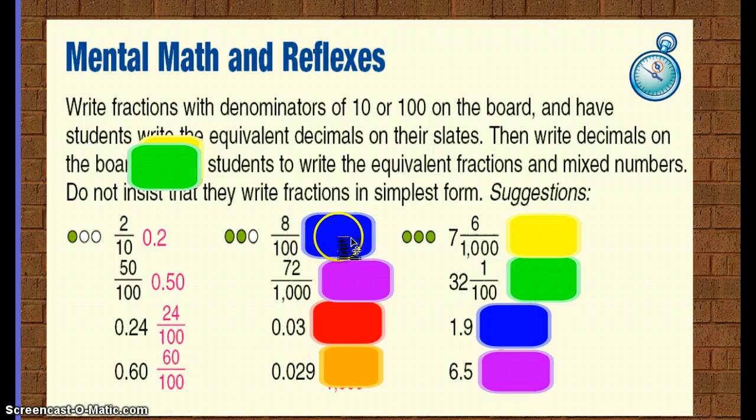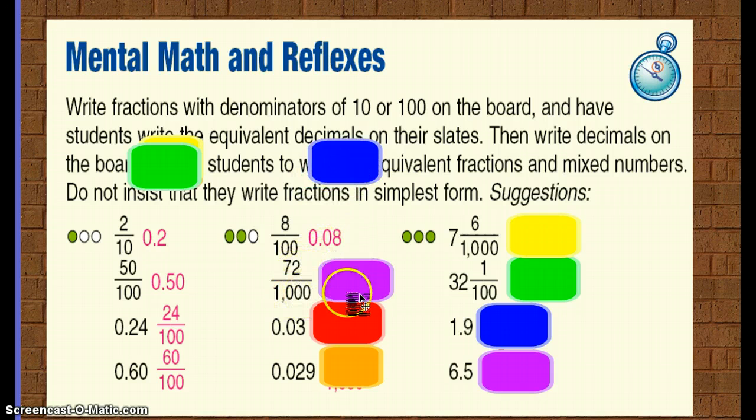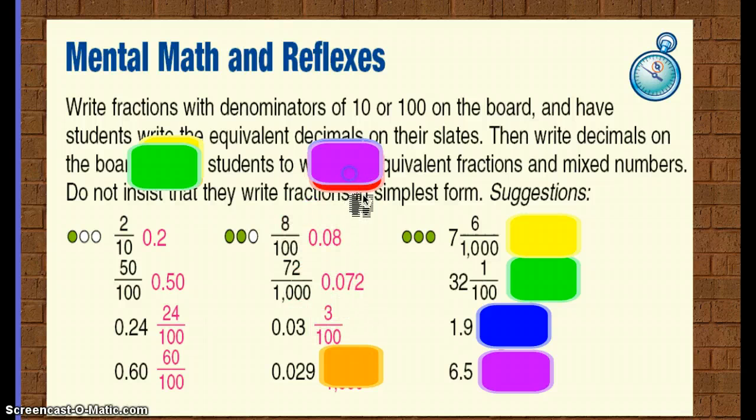So how do we write 8 hundredths as a decimal? 0.08. How do we write 72 thousandths as a decimal? 0.072. How do you write 3 as a fraction? Notice it's not in the first place, it's in the second one, so it's in the hundredths place. 3 hundredths is written exactly as we say it, 3 over 100. And 29 thousandths, we write it as 29 over 1,000.